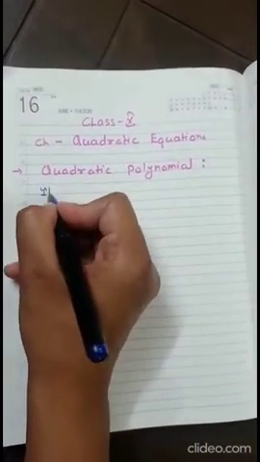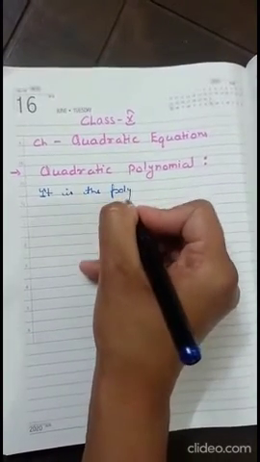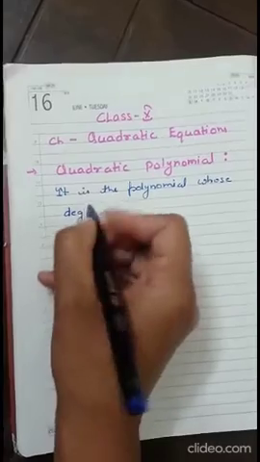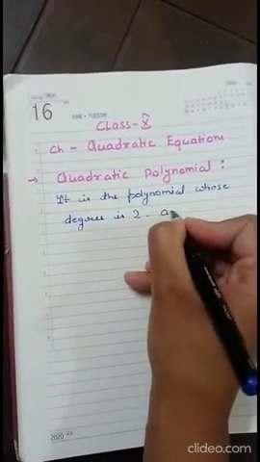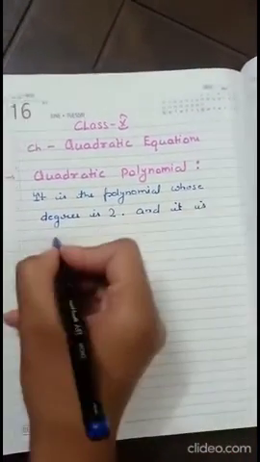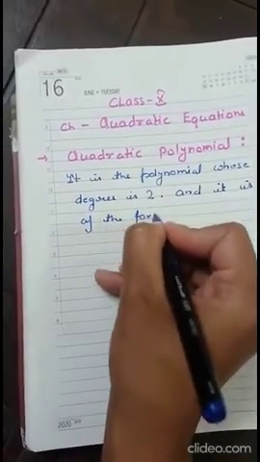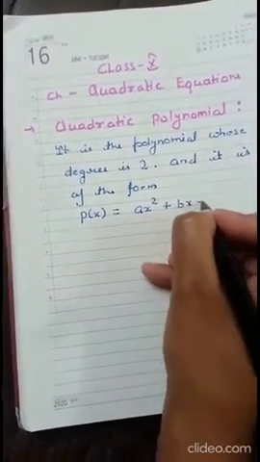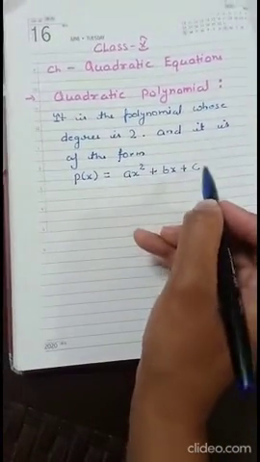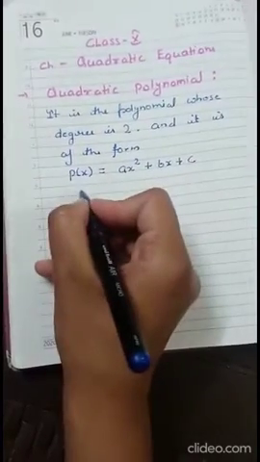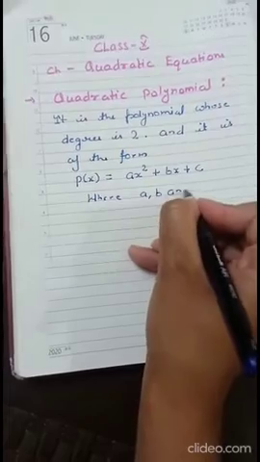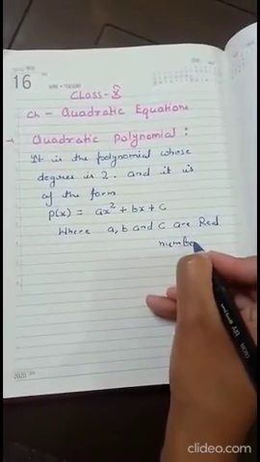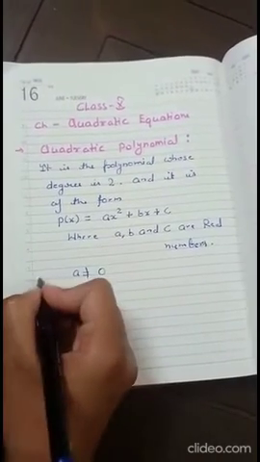It is the polynomial whose degree is 2, and it is of the form px, where px is equals to ax square plus bx plus c, in which a, b and c are real numbers and a is not equals to 0.